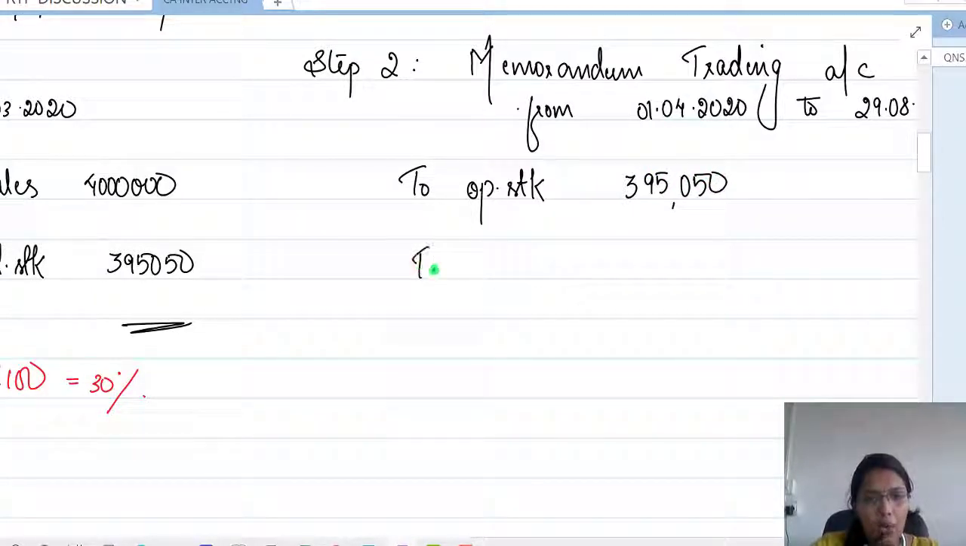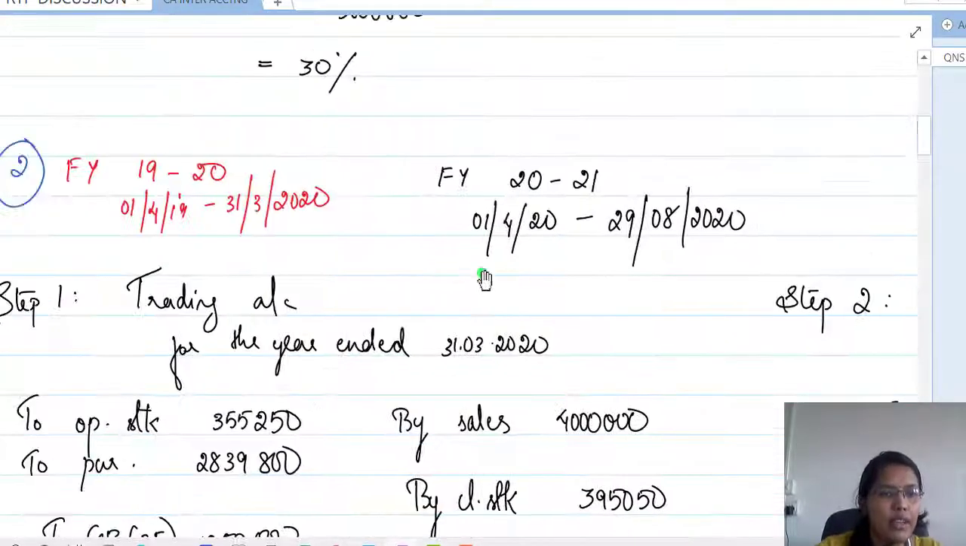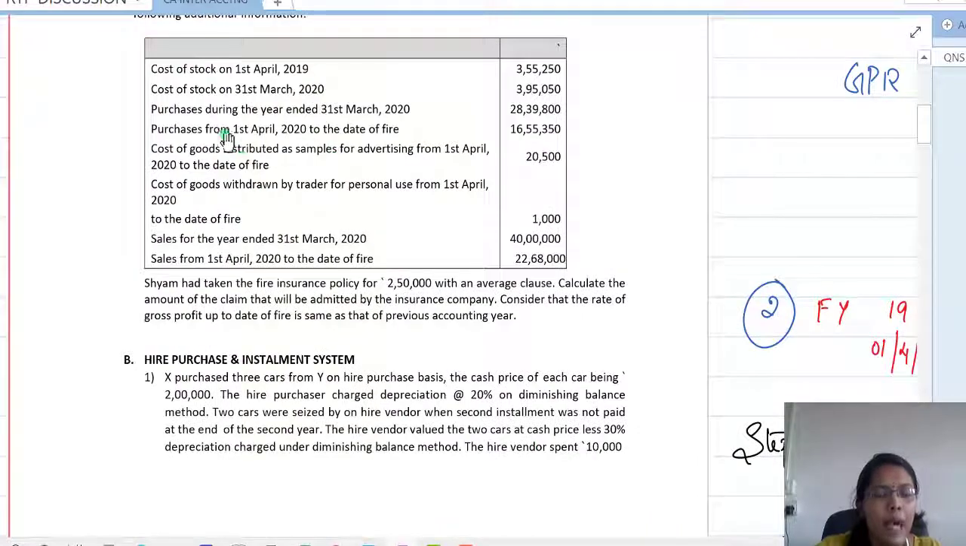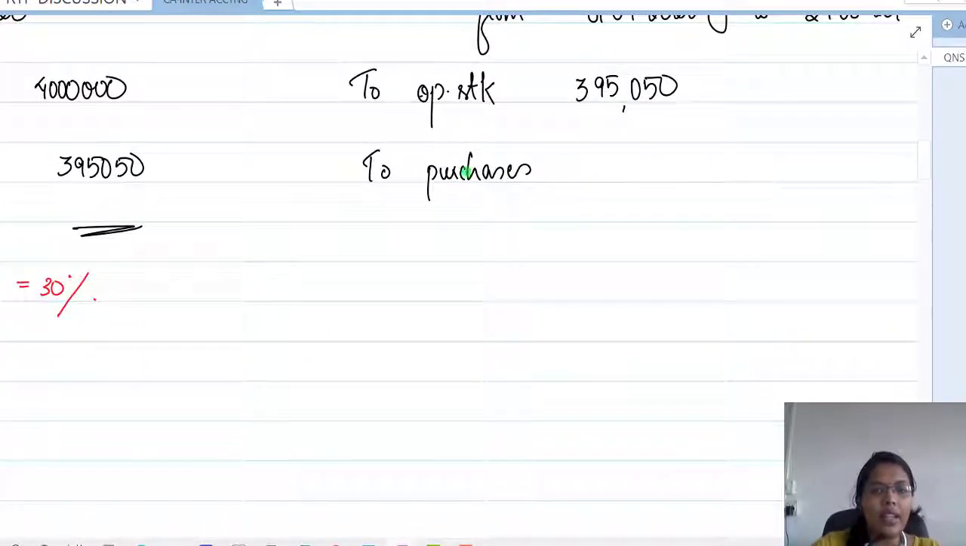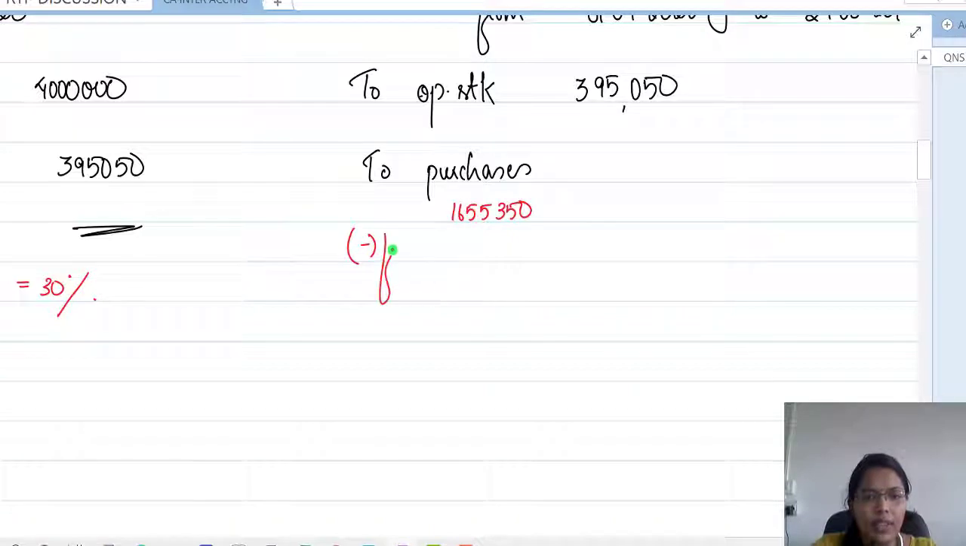3,95,050. Along with that, we have to record the purchases during this period from April to August, and that information is given to us as purchases from 1st April to date of fire being 16,55,350. But do not write the amount directly into the outer column because we have certain adjustments to it. Now this part you can either record as a working note altogether, or if you want, you can clearly and cleanly record it within the memorandum trading account. That is well and good enough.